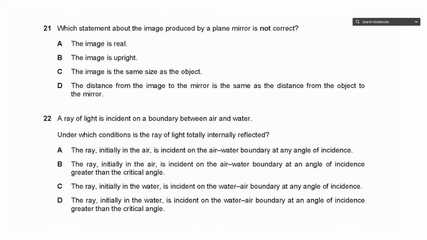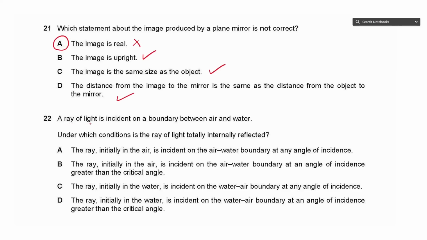Question 21 says which statement about the image produced by a plane mirror is not correct? The image is real. No. The image is upright. Yes. The image is the same size as the object. Yes. The distance from the image to the mirror is the same as the distance from the object to the mirror. Yes, also. So the only one not correct is A.